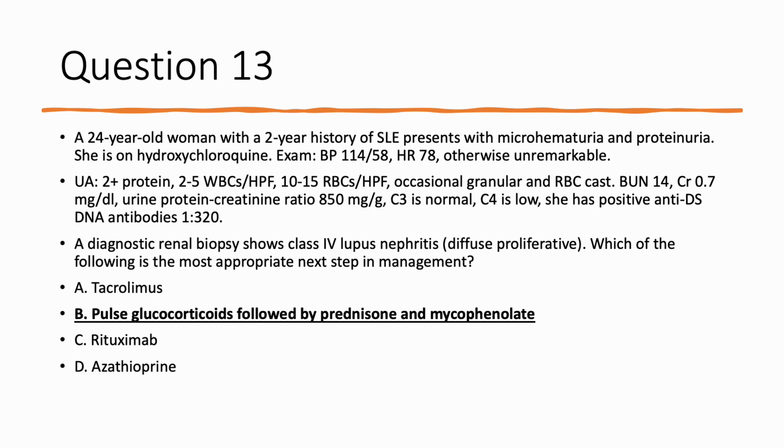The correct answer is B, pulse glucocorticoids followed by prednisone and mycophenolate. Using tacrolimus alone is not appropriate. You have to use steroids and something, preferably mycophenolate. Now you can add tacrolimus or cyclosporin later if it's not enough. Rituximab in and of itself is not appropriate. Azathioprine is good for maintenance. You can start with the prednisone, say, and cyclophosphamide, and then go to azathioprine. But just using azathioprine alone is wrong.